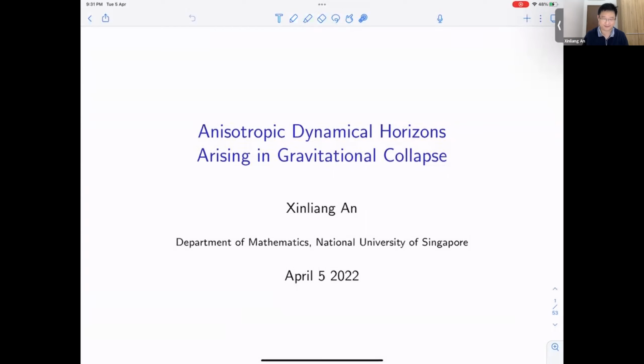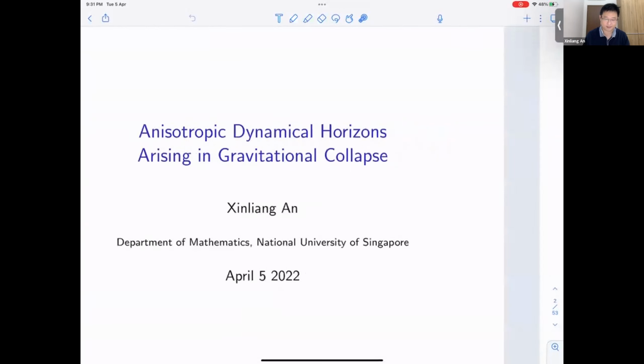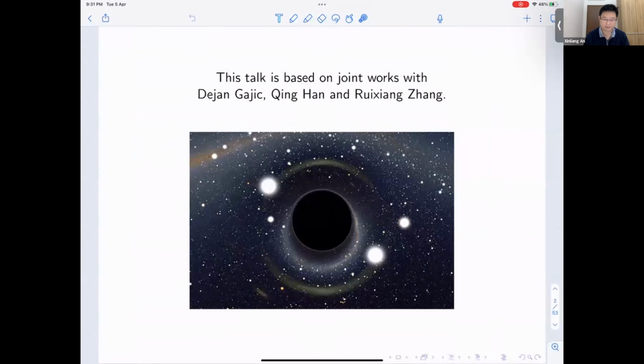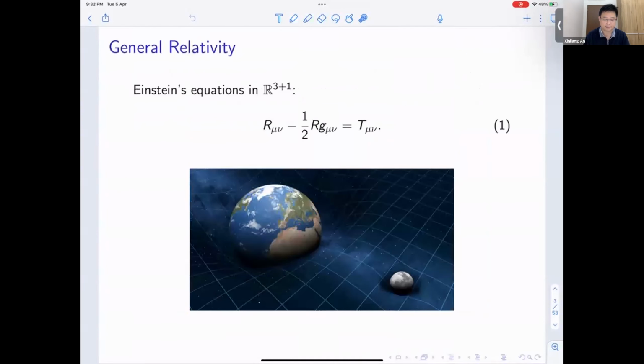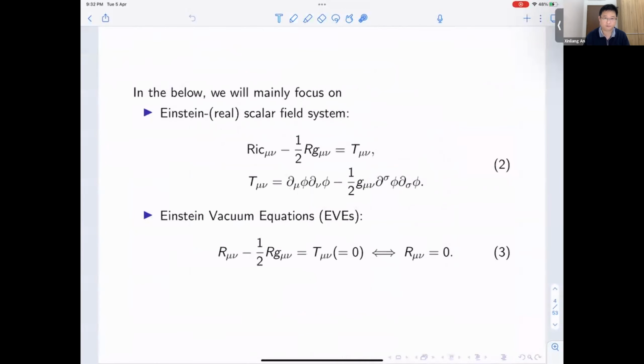It's a great pleasure to be here. So yeah, I will talk about the anisotropic dynamical horizon arising in gravitational collapse. This talk is based on joint works with Dejan Gajic, Qing Han, and Ruixiang Zhang. And we will talk about Einstein equations in R^{3+1}. In particular, below we will focus on two model equations. One is the Einstein real scalar field system. The other is the Einstein vacuum equations.